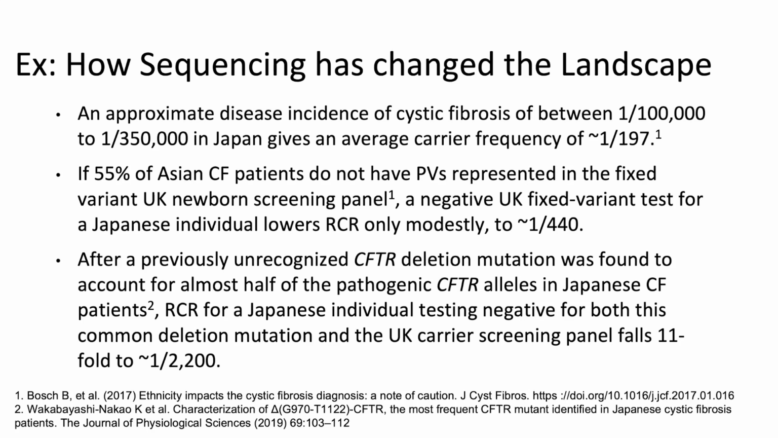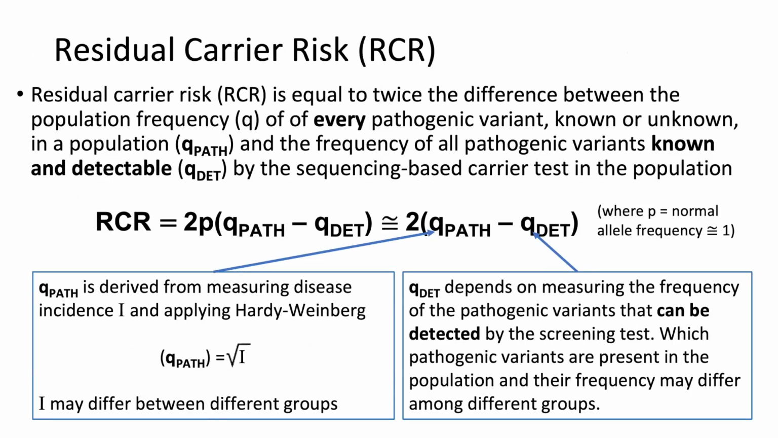And the other take-home message from this is, if you go into a population and you do diagnostic sequencing in affected individuals, the most common alleles that cause the disease are the ones you're going to find first. So you get more bang for your buck as you go in there and get started with just finding out what is the spectrum of variants responsible for a particular disease in a particular population. So what is residual carrier risk?